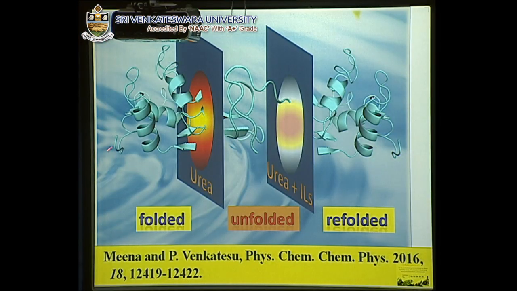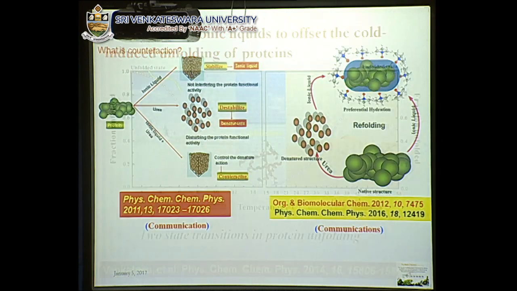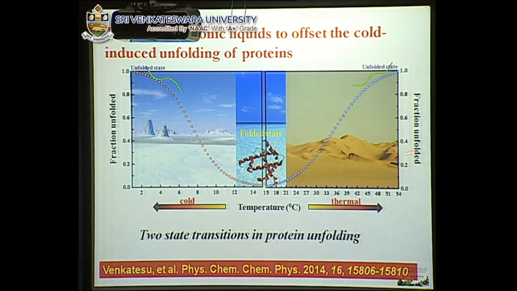This I am skipping. So what is happening here? This is the protein folded state. In the presence of urea, the protein is completely unfolded. When we add the ionic liquid, it is refolded again. These we recently published in the PCCP journal. I am skipping. So here, this is the last slide.